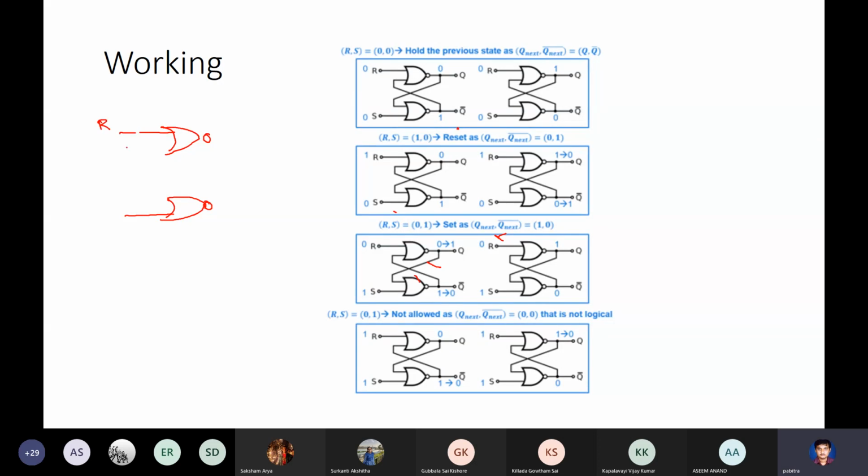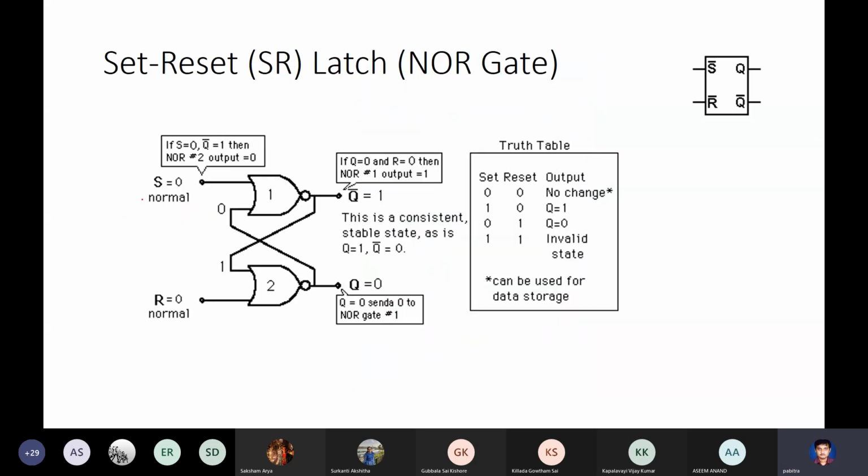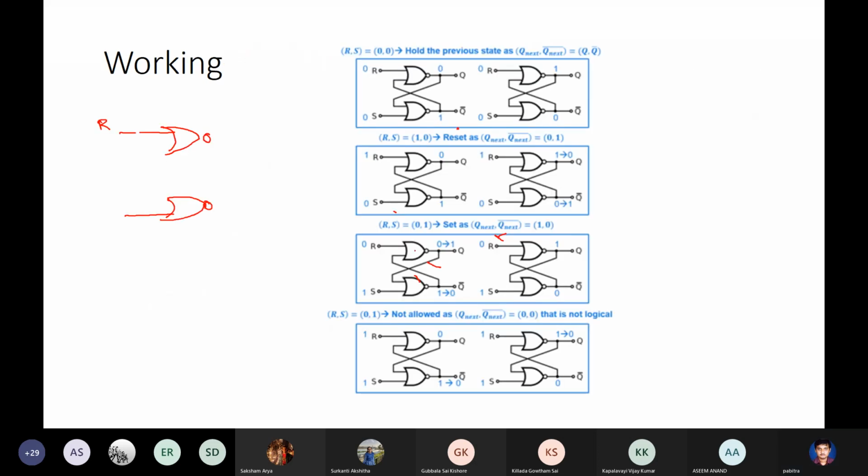In fact, I have slightly drawn it wrong. This is actually Q bar. So if you write the other reflected way, I am just writing R on the top and S below. I slightly made a mistake in the drawing. Okay, so suppose both are 1 1.